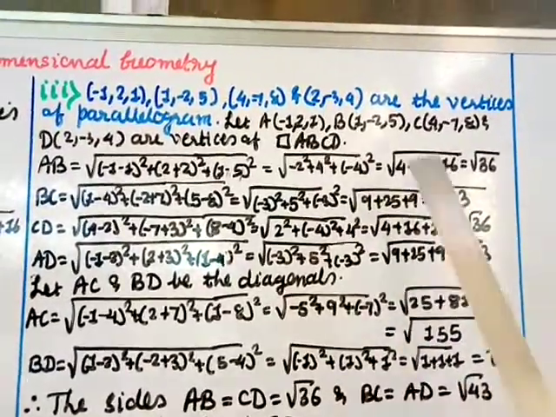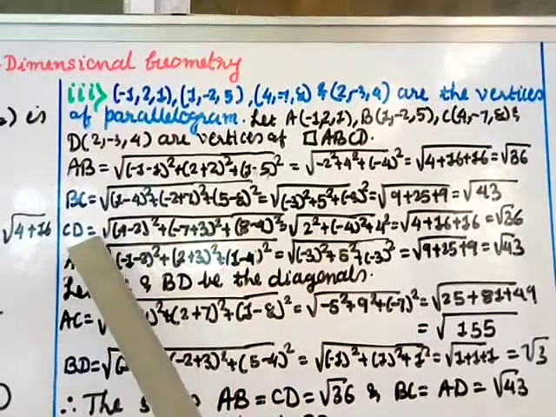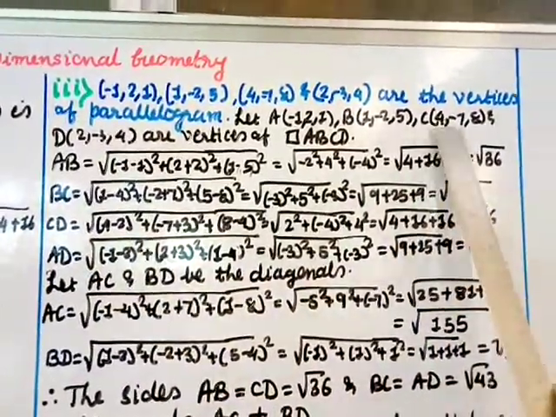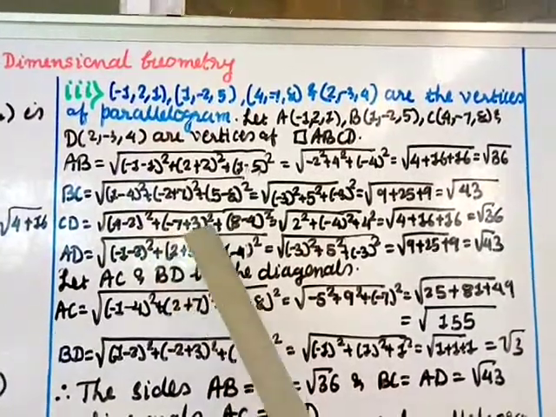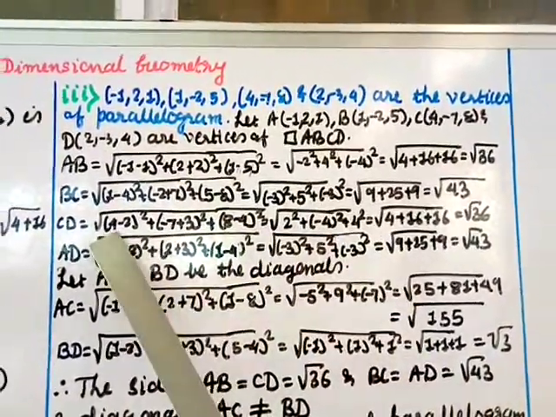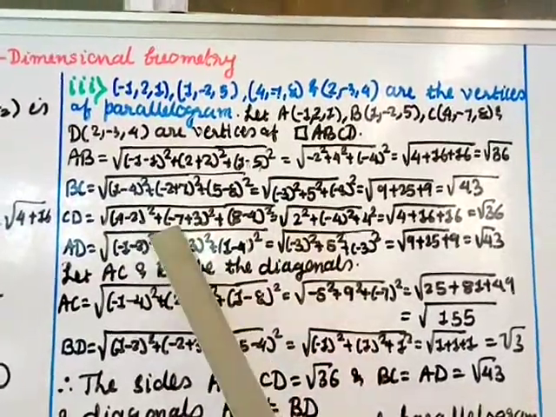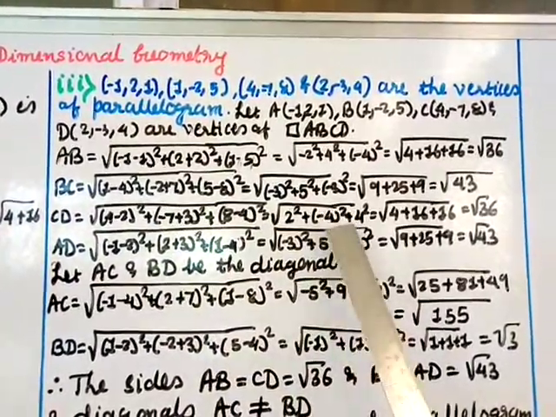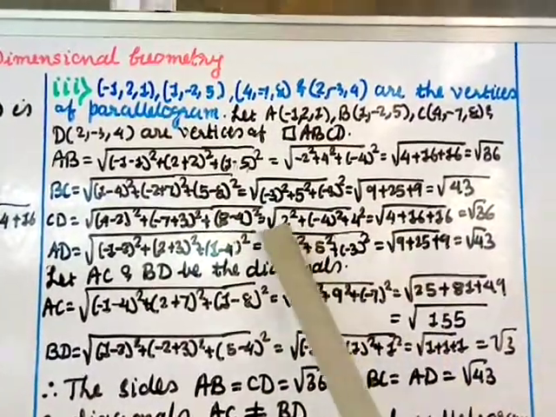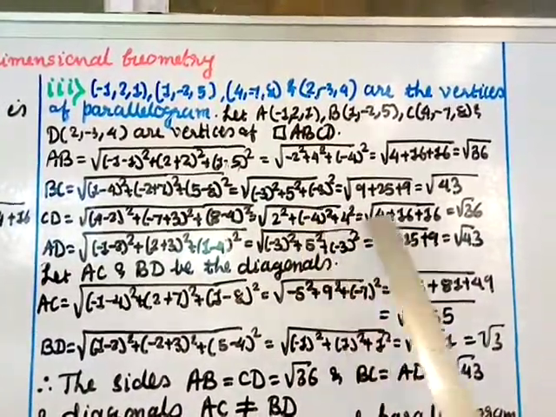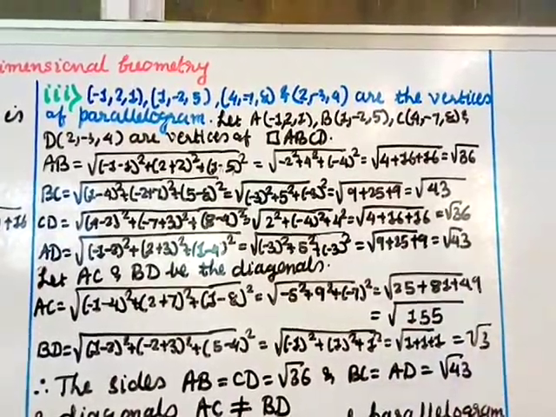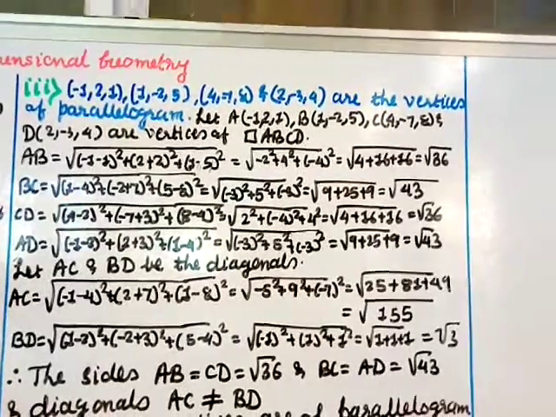Now let us find CD. So these 2 points, equal to, under the square root, (4 - 2) whole square plus (-7 + 3) whole square plus (8 - 4) whole square, equal to, under the square root, 2 square plus -4 square plus 4 square, equal to, under the square root, 4 plus 16 plus 16, which gives you root 36. You can write 6 or keep it as root 36.